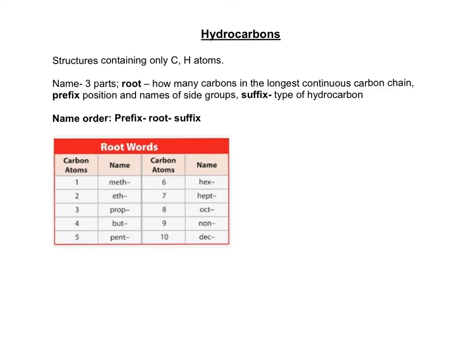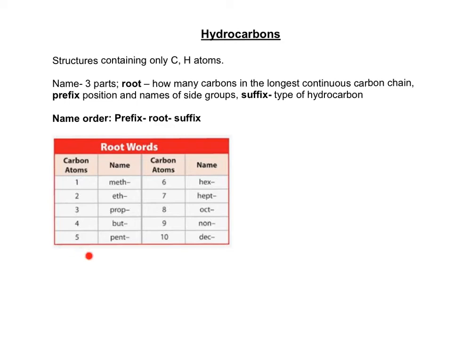Hydrocarbons. These are structures that contain only carbon and hydrogen atoms. There's three parts to it. There's the root. It's the really important part. This is the part you do first. And this is how many carbons are in the longest continuous carbon chain.